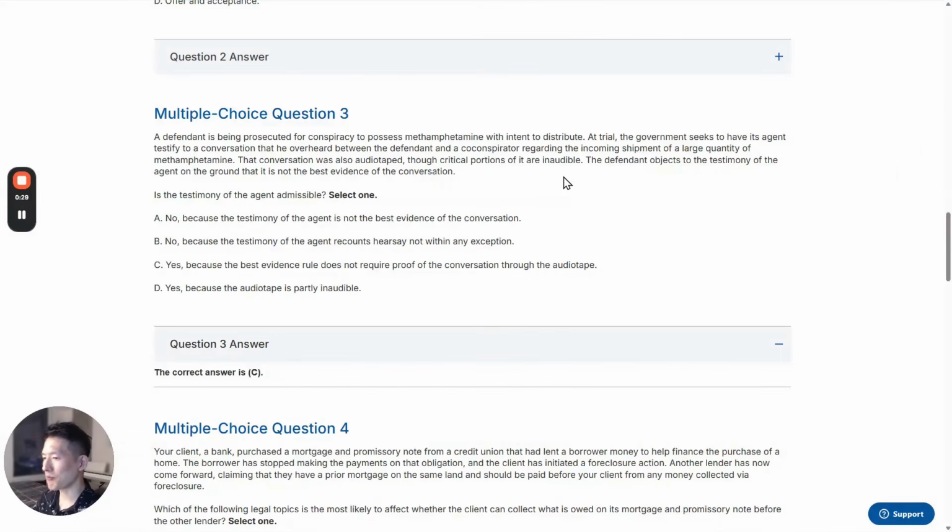And they will mix up the format, but you just have to remember the core. What are they testing you on? What is the issue? What is the rule? How do you apply the rule to the facts? And that's it. So the same approach applies.